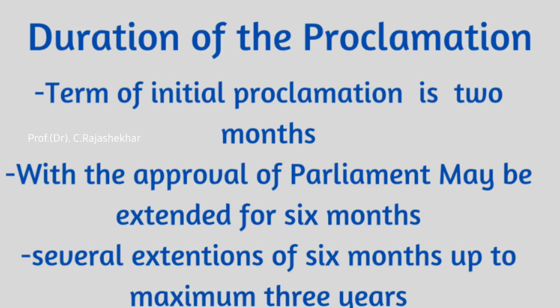What is the duration of the proclamation of emergency? A proclamation made under Article 356 ends when its term is over unless it is extended or it is revoked before the expiry of this term. The initial term of the proclamation is 2 months. This term of 2 months will be extended to 6 months if, before the end of the 2 months, it is ratified by the two Houses of Parliament by passing resolutions to that effect.